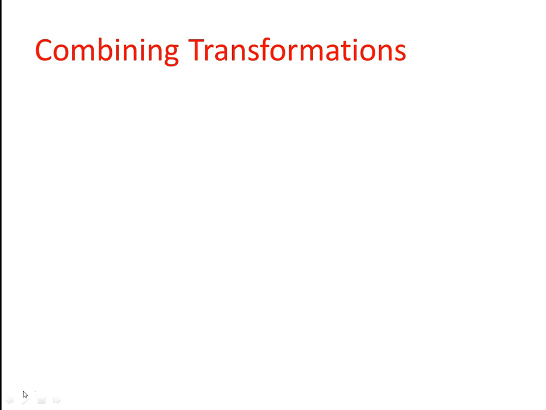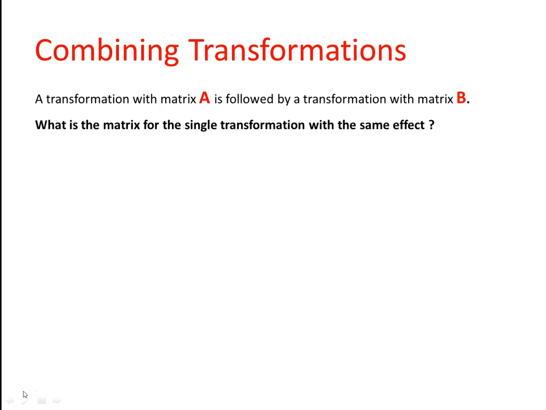If we have two transformations, so if we've got a transformation with matrix A, which is then followed by a transformation with matrix B, we want to try and work out what's the matrix for the single transformation with the same effect. In other words, we want the single matrix that will give us the transformation which is equivalent to the transformation with matrix A followed by the transformation with matrix B.